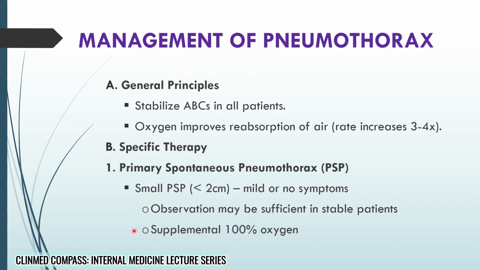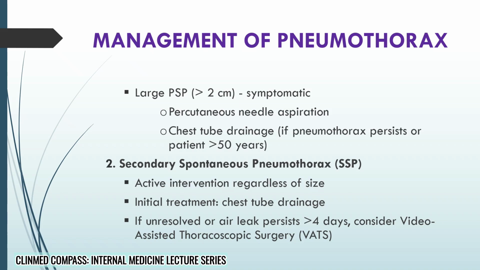For large and symptomatic primary spontaneous pneumothorax greater than 2 centimeters, options include percutaneous needle aspiration or chest tube drainage. For secondary spontaneous pneumothorax, active intervention is important regardless of the size of the pneumothorax. The first step is chest tube drainage. If the pneumothorax is unresolved with chest tube drainage, or there is a persistent air leak for greater than 4 days, you have to consider video-assisted thoracoscopic surgery.